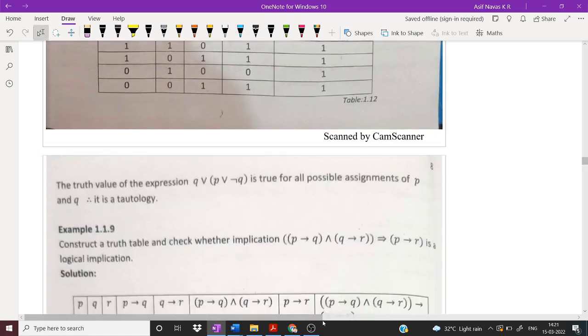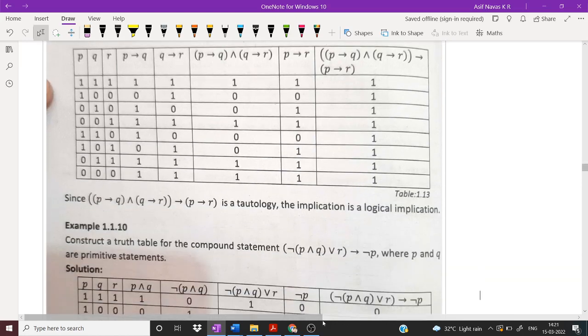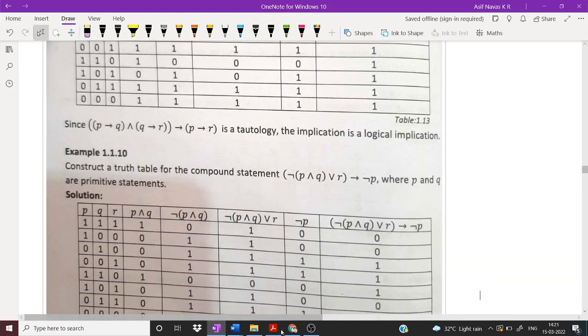There are contradictions and tautologies or other statements.